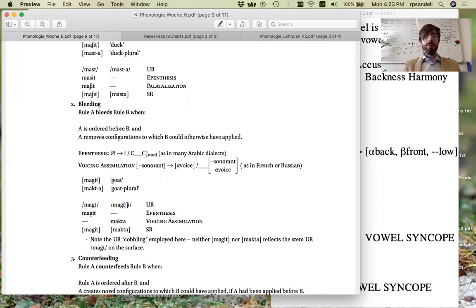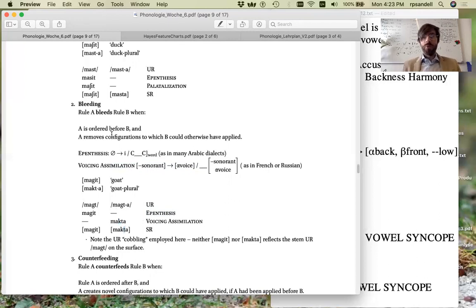But in the plural form, because there is a suffix a there, the epenthesis rule does not have the opportunity to apply. It doesn't need to apply. And now voicing assimilation does apply, and the velar becomes voiceless. The velar adopts the voicing value of the following voiceless obstruent.